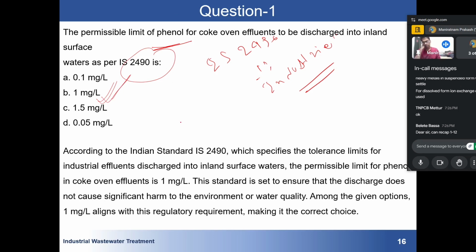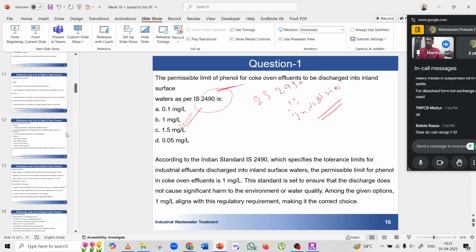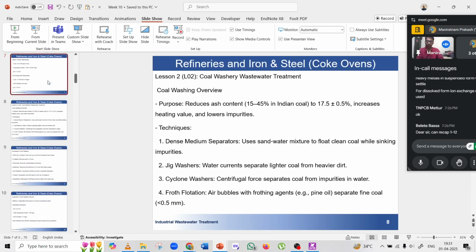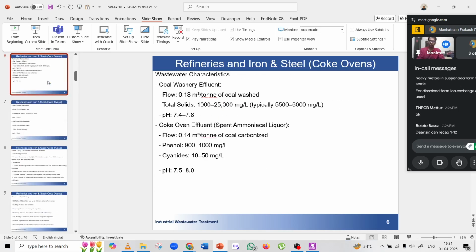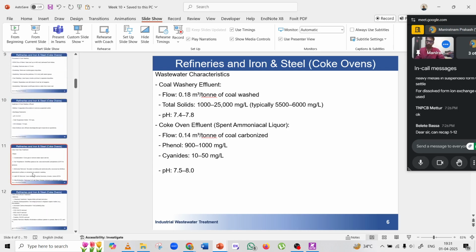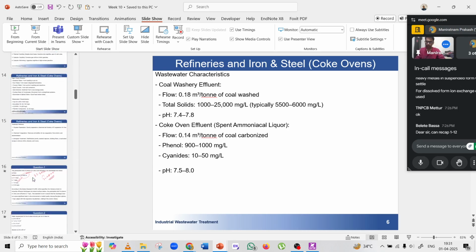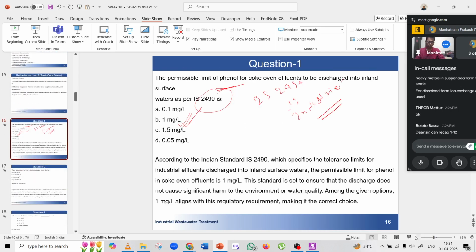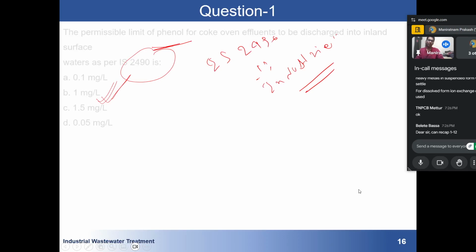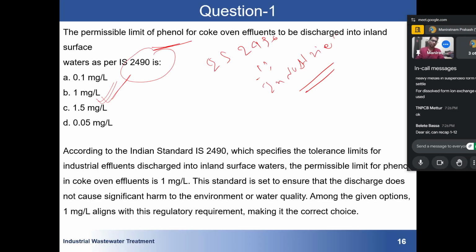In general, you can see how much phenol is coming: 900 to 1000 milligrams per liter. That's why it is highly toxic. As per the limit, it should be 1 milligram per liter. Okay?